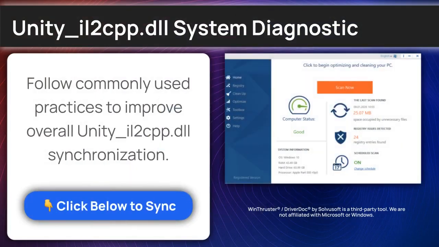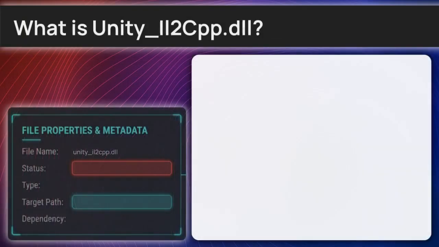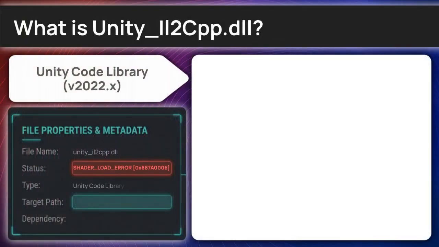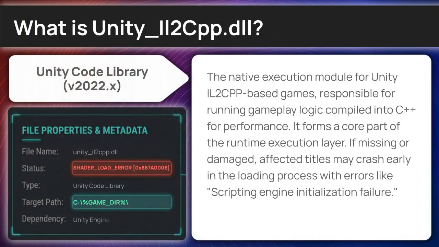This is the Unity IL2CPP engine, the native execution module for Unity IL2CPP-based games, responsible for running gameplay logic compiled into C++ for performance. It forms a core part of the runtime execution layer. If missing or damaged, affected titles may crash early in the loading process, with errors like scripting engine initialization failure.